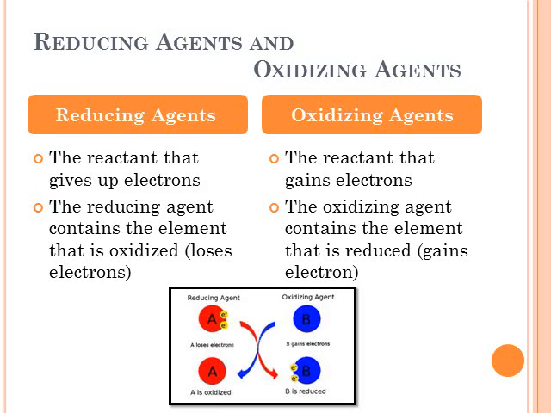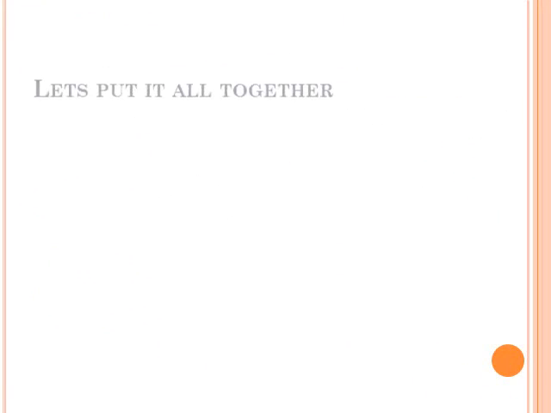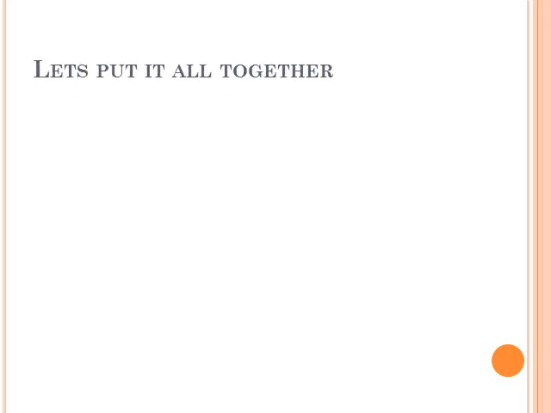Okay, all right, so now we need to put all those ideas together. And to do that, we're going to look at an equation. We can see we've got a balanced chemical equation here. And we're going to look at how electrons are moving from the reactants to the products in this equation.